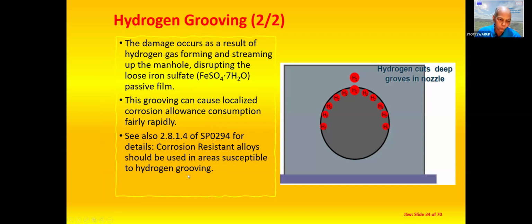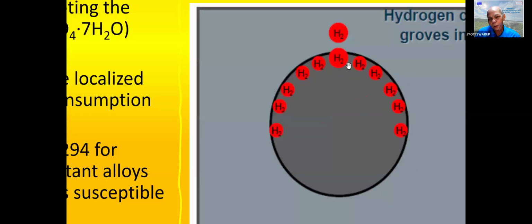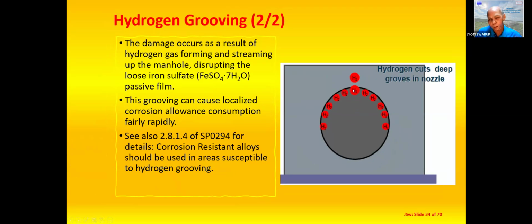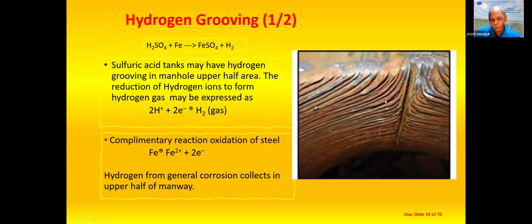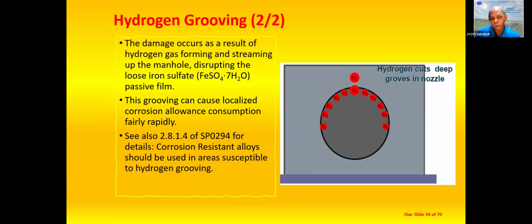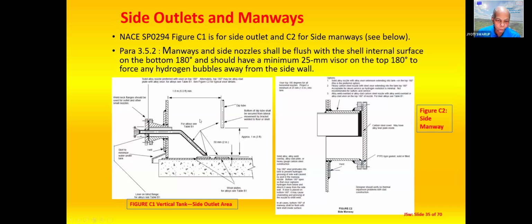Corrosion resistant alloys may be used in areas susceptible to hydrogen blooming. So as you can see, the hydrogen gets collected near the top of the manhole, and that hydrogen removes the film where sulfate forms, and more hydrogen is produced because of that, and this forms grooving like this into the top of the nozzle. So what we do is protect the manhole and the nozzle by putting additional material into the tank, into the nozzle.